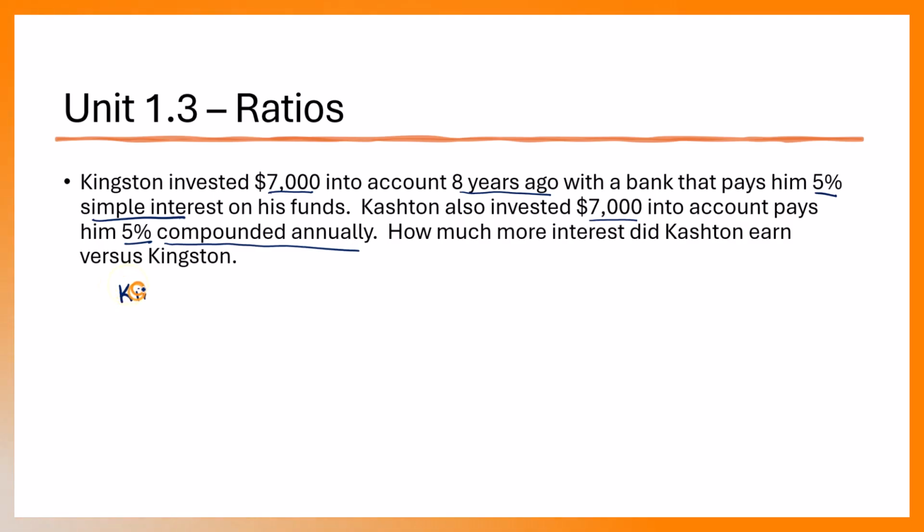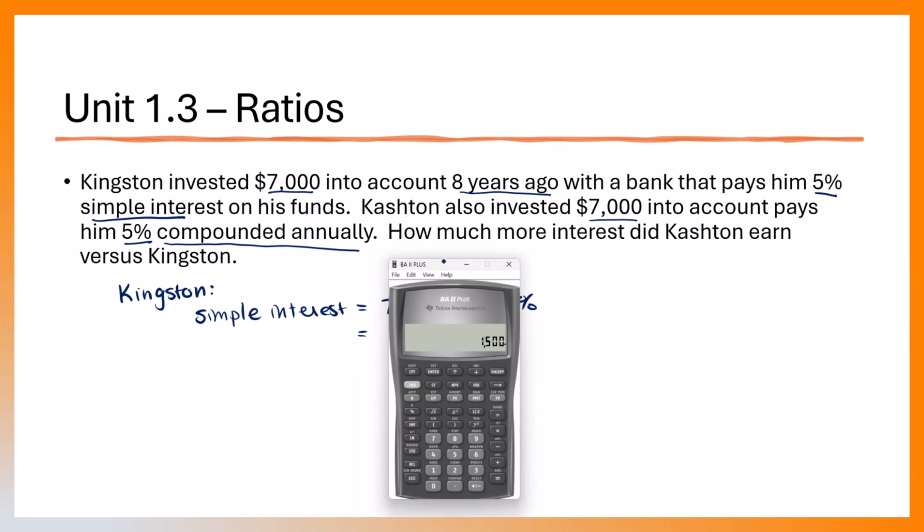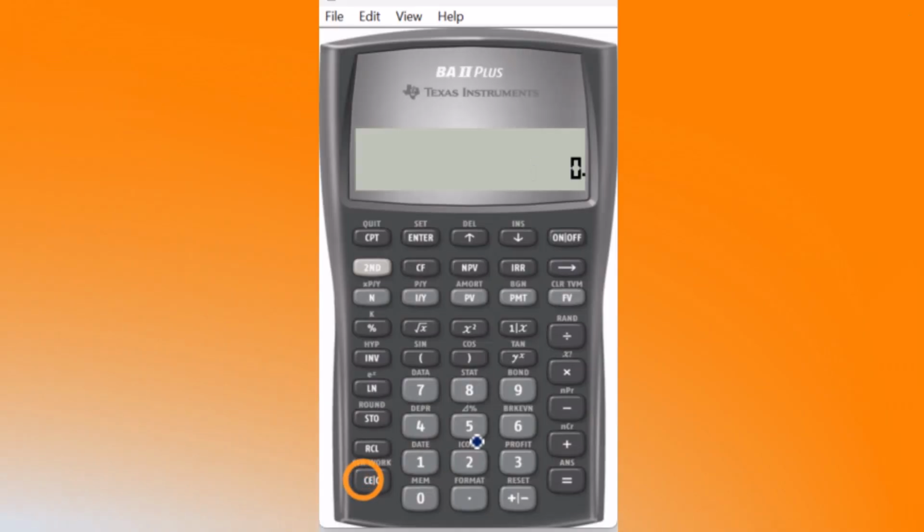Using the same methodology from question number 1, we will solve for the simple interest that Kingston earns using our equation, years times rate times the original present value. From this, we can see that Kingston put in $7,000 for 8 years at 5%. That is the simple interest formula. 8 times 0.05, $2,800 in simple interest.